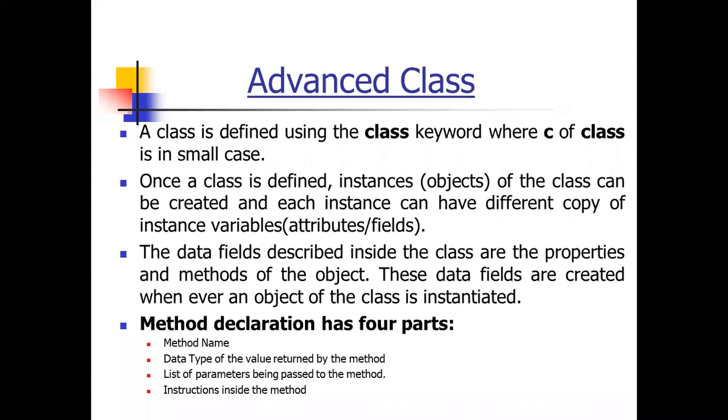There are some method declarations in a class that have some parts. There are 4 parts for a method declaration. The method has a name, then the data type of the value returned by that method, then the list of parameters that we are going to pass to that method, then the instructions inside that method. That means we are going to implement that method.